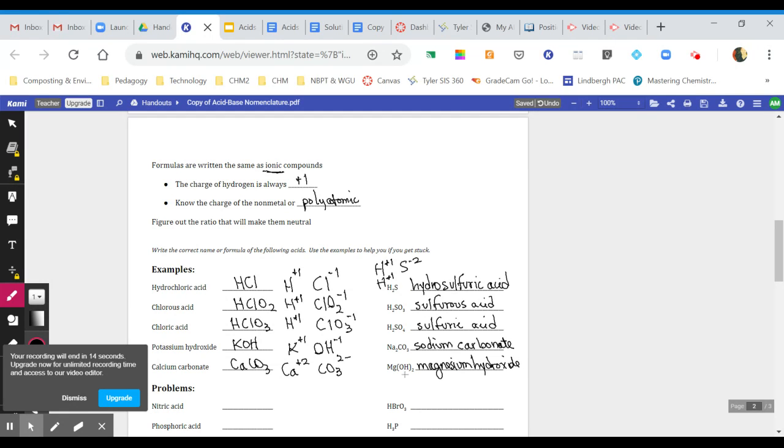Now in this case, there's two hydroxides, and we've put them in parentheses because the charge of magnesium was +2, and the charge of hydroxide is -1. So we've had to balance those charges by having two hydroxides.